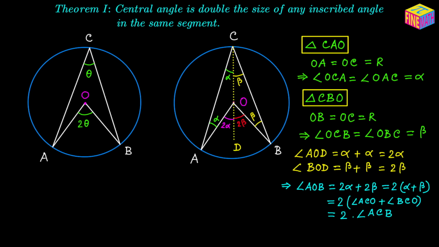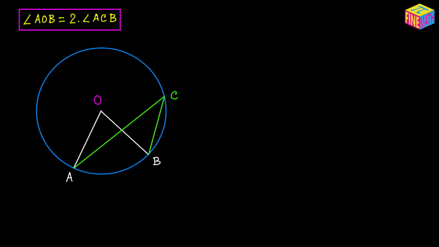If you look at the original diagram, angle AOB is equivalent to 2 times theta and angle ACB is equivalent to theta. So looks like the central angle is actually 2 times the inscribed angle. I hope the first proof was clear. Next, we are going to take another scenario.